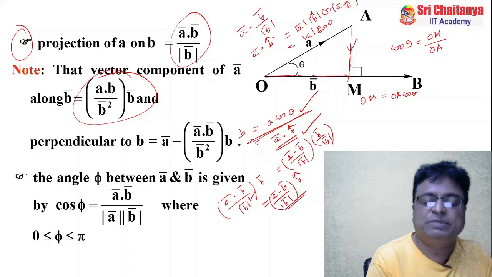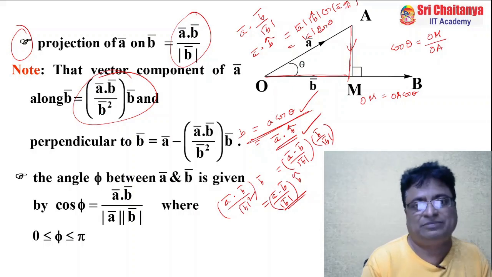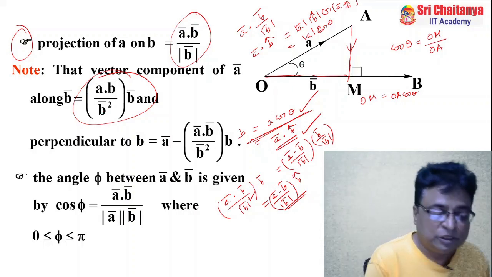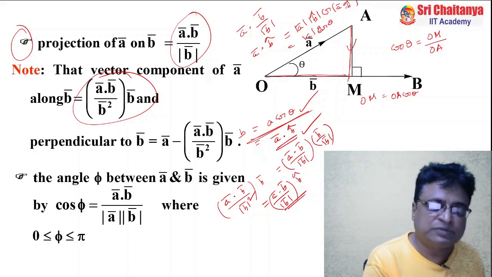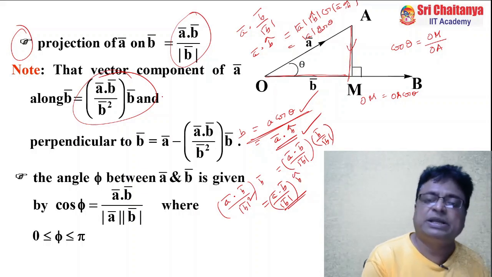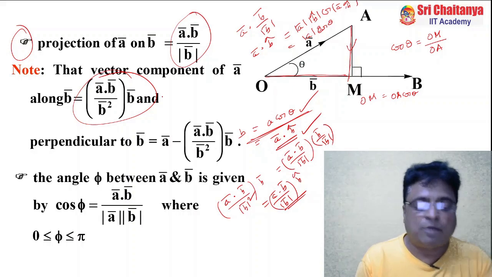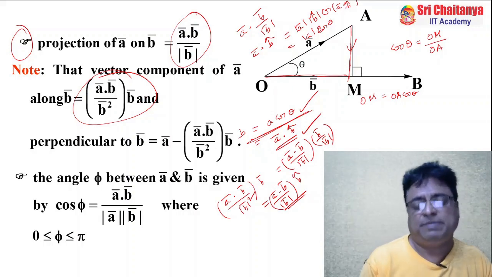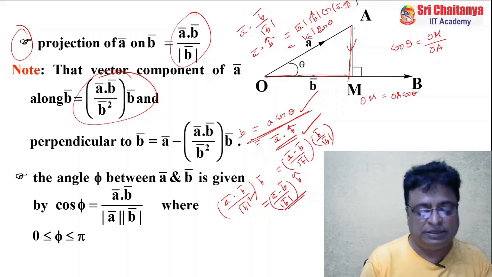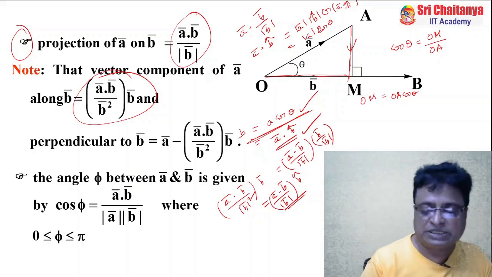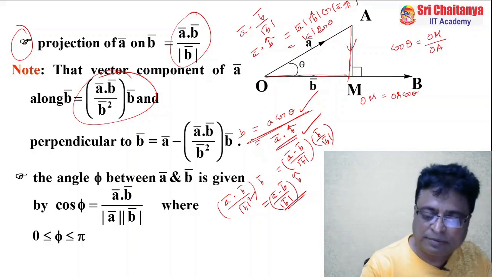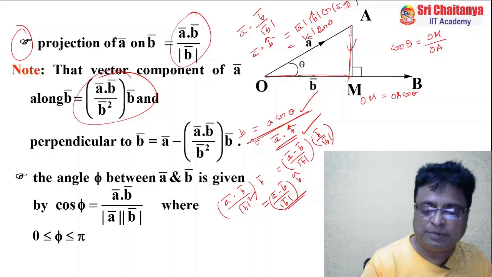So my friends, actually mod B bar whole square is nothing but B square. Don't get any confusion, that is not a vector. But A bar dot B bar by B square into B bar is nothing but what? Vector component of A bar along B bar. And this AM bar is called perpendicular to B bar. That is component vector of A bar perpendicular to B bar. Perpendicular to B bar means AM.